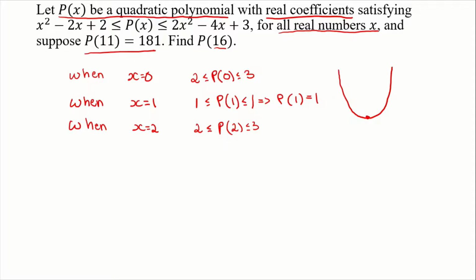Alright, so we know that x equals 1 is going to be the base, or the vertex, of the polynomial. Well, we also know here that p of 11 equals 181. So let's, for the time being, say that this is 11, and this is 1. Then let's see, what other values in this polynomial are 181. So obviously when x is 11, it's 181.